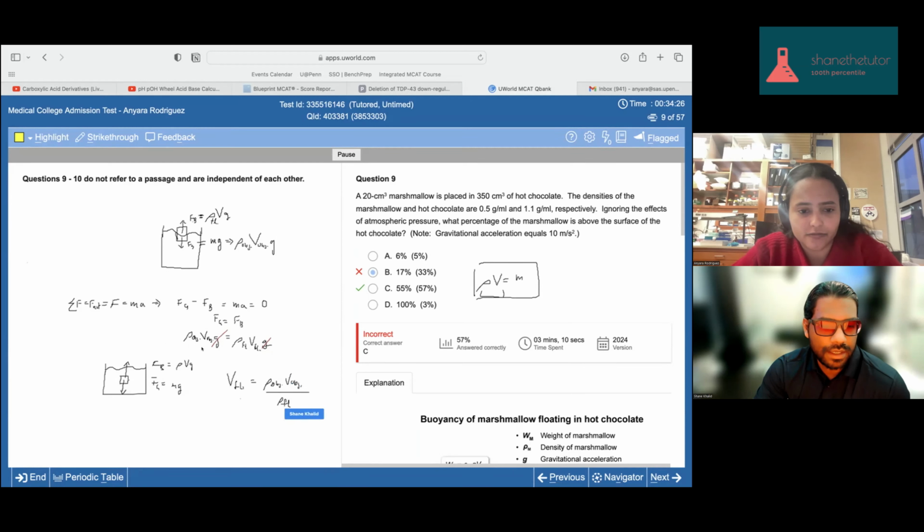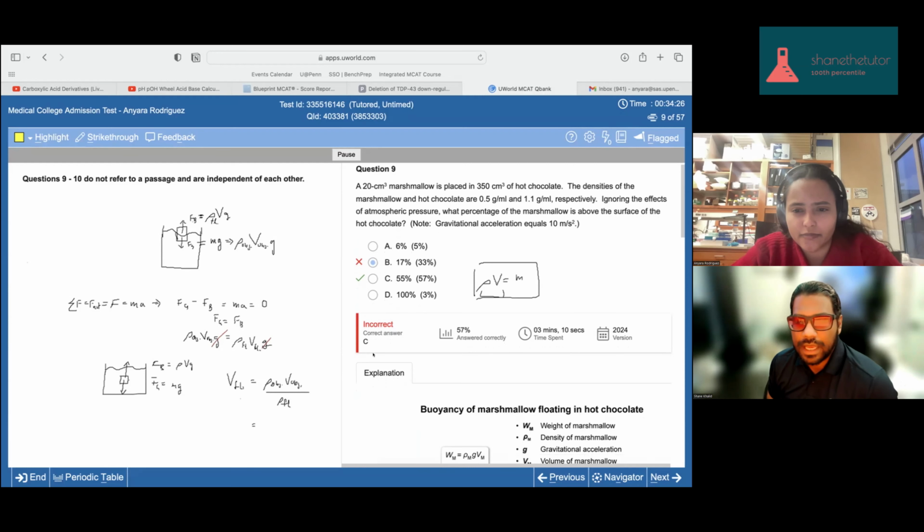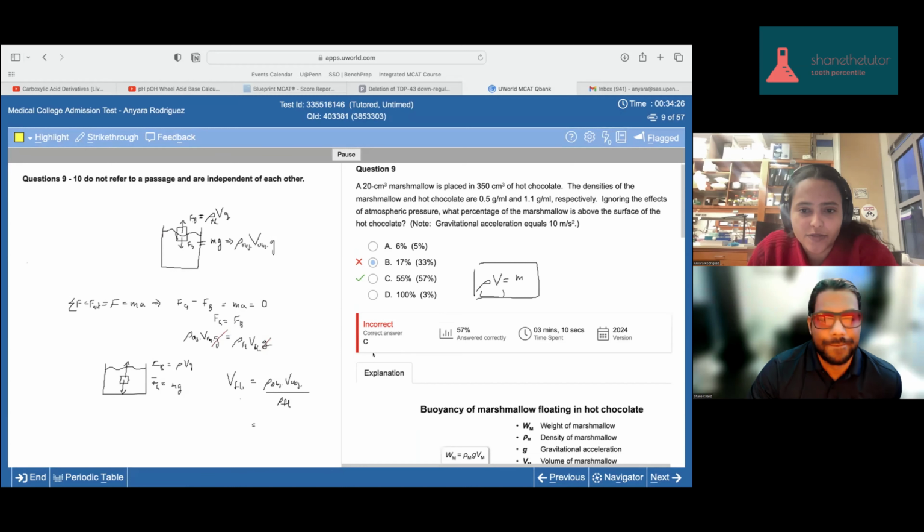Good. And they give us the information for that, right? So we have the object. So the object is going to be what in this case? The marshmallow. Yep. So this will be 0.5.